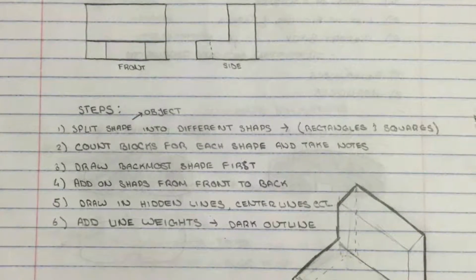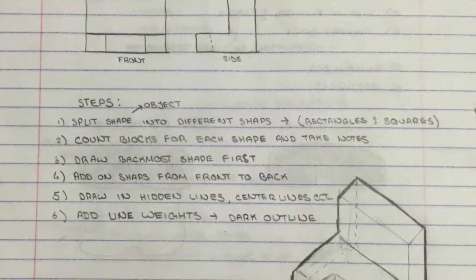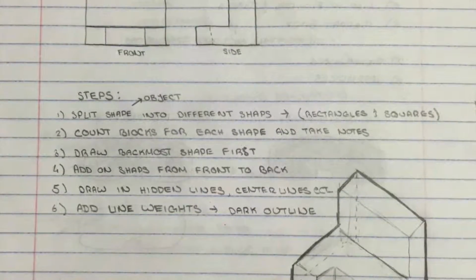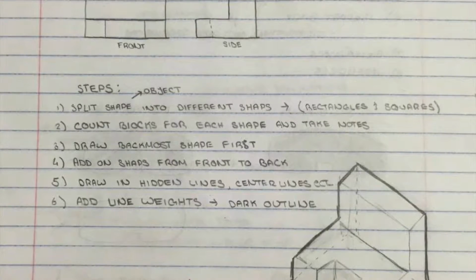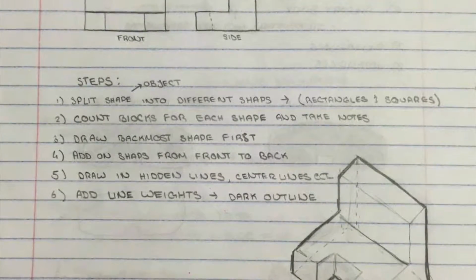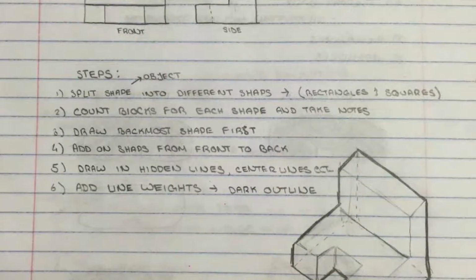Step 3. Draw the backmost shape first. This tends to be the shape in the back. It tends to be a rectangle, as that seems to be the shape that is the largest and has the most background space, but it could be something else.